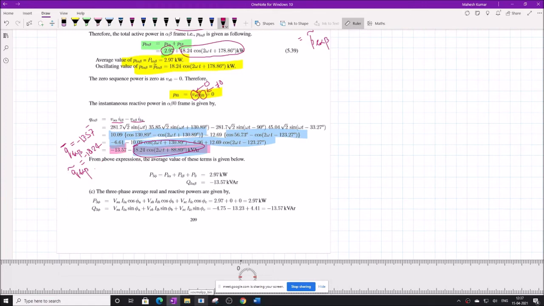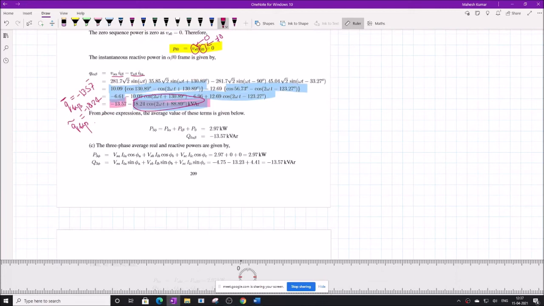You can also verify that three-phase power, P three-phase, equals P alpha plus P beta plus P0, which is 2.97, and the reactive power QL alpha beta is minus 13.57. So these are the load powers for the given parameters.